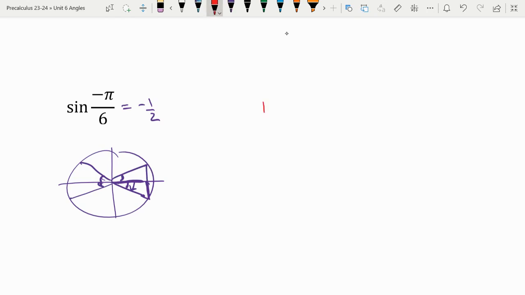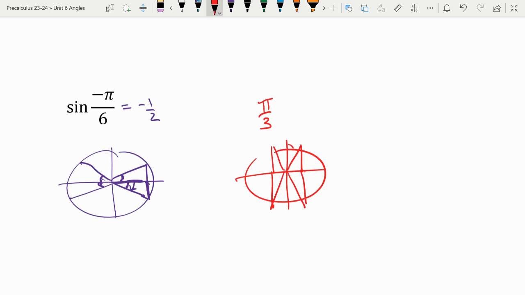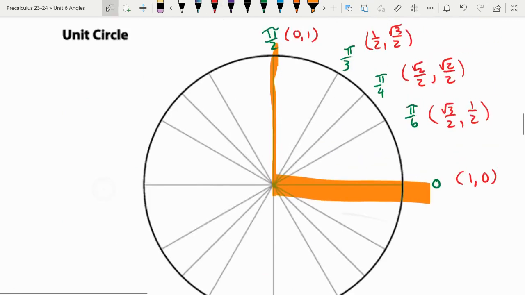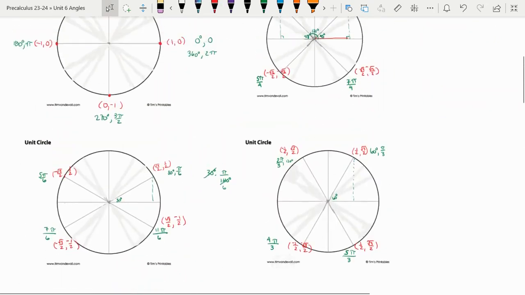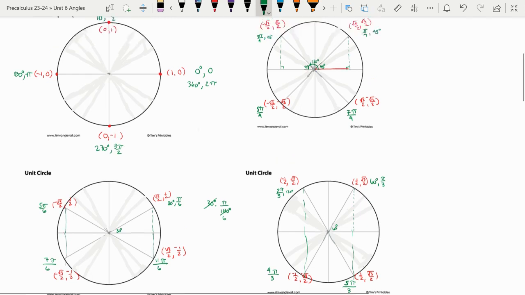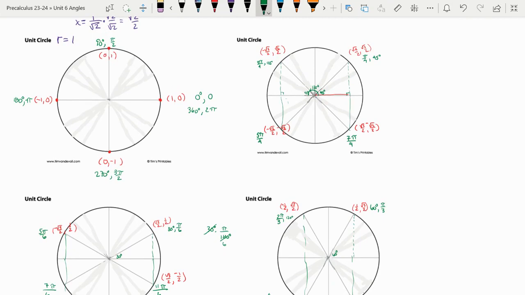If I have a pi over 3, that's 60 degrees. So they're going to be the taller. X is the short leg. Y is the long leg. Because the 60-degree angle is here. So it's all based on these triangles that we drew here. All of these: tall triangle, tall triangle, tall triangle, short triangle, short triangle, short triangle, isosceles triangle, isosceles triangle.